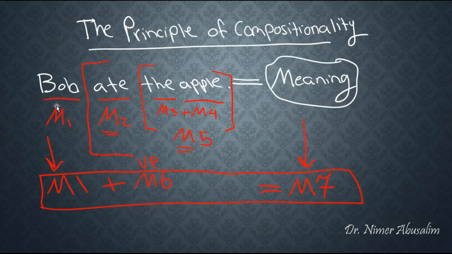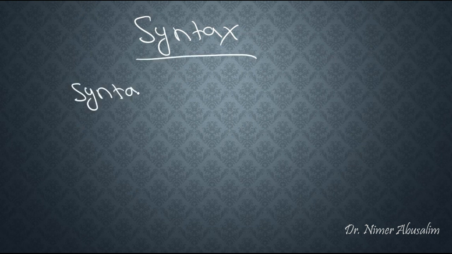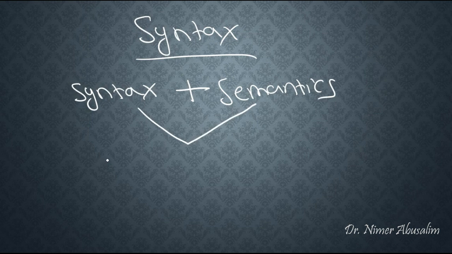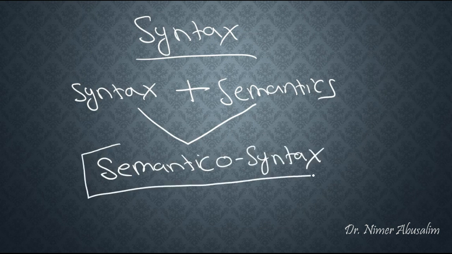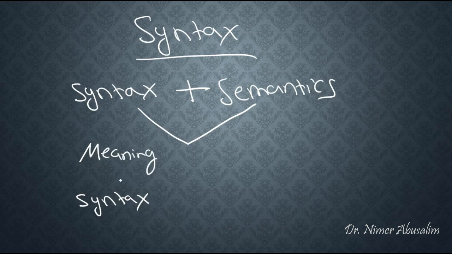So just like we said in this slide, you cannot just combine the meaning of Bob with the meaning of ate, with the meaning of apple blindly without taking into consideration the syntax or how it combines. So syntax and semantics are very closely related fields. One branch of linguistics is called Semantical Syntax, which is basically a merger of semantics and syntax. The way this works is that usually you have syntax first, and after you have the syntax, meaning can build up on top of syntax.